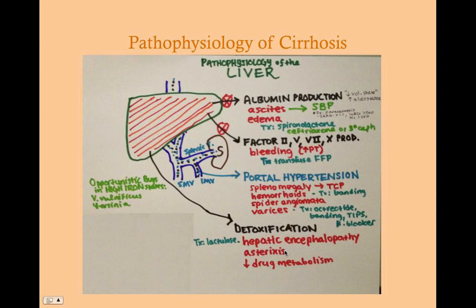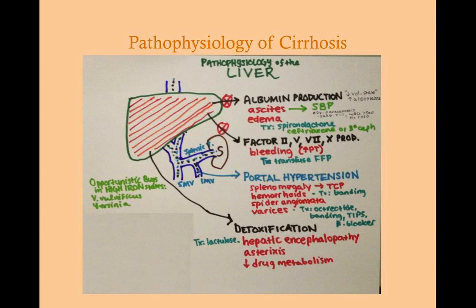Detoxification, there's two things that get detoxified: nitrogenous wastes, which move out of the body in the form of urea, and drugs. So as far as drug metabolism, we're going to avoid using drugs that are metabolized in the liver. As far as the nitrogenous waste, that can cause hepatic encephalopathy, which is an increase in ammonium, and that's directly toxic to the brain.